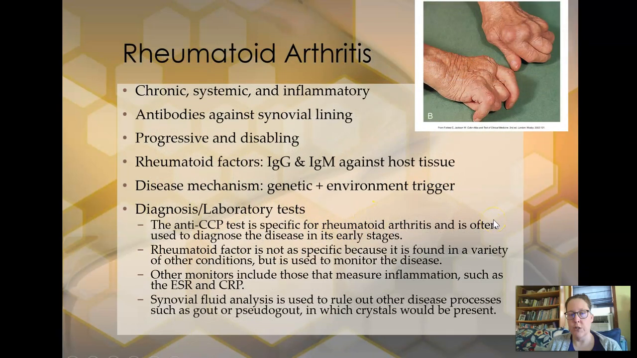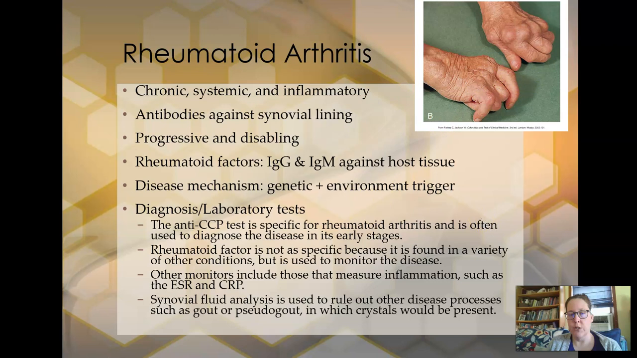Rheumatoid arthritis is our next one. It's also a chronic, systemic, inflammatory autoimmune disease. The antibodies are against the synovial lining, so those are all your joints that allow you free movement: hands, wrists, knees, hips, all of that. It is progressive and disabling. You get crippling in the joints and loss of mobility. The rheumatoid factors are IgG and IgM against the host tissue.